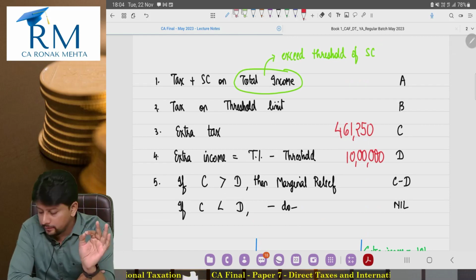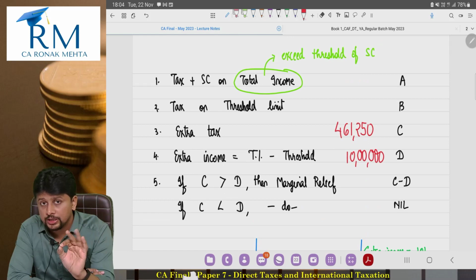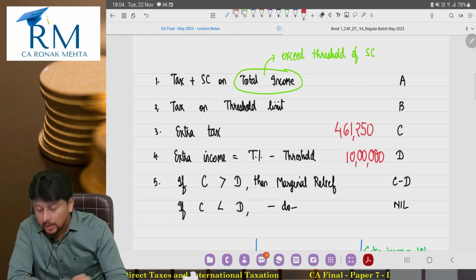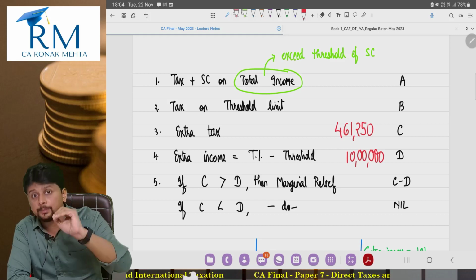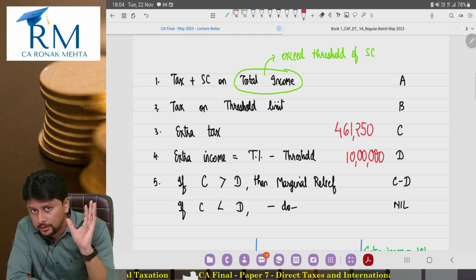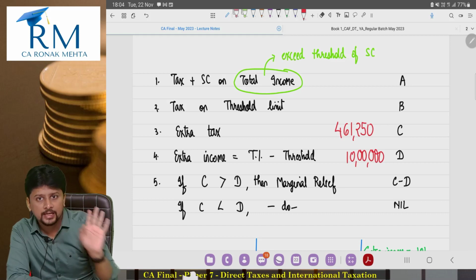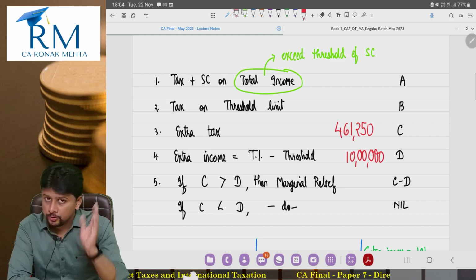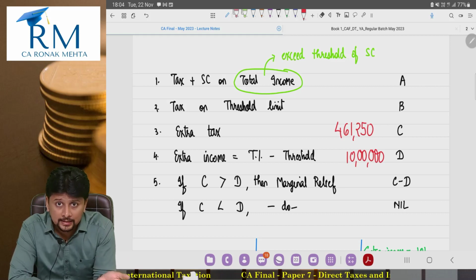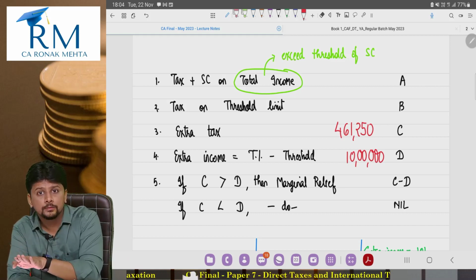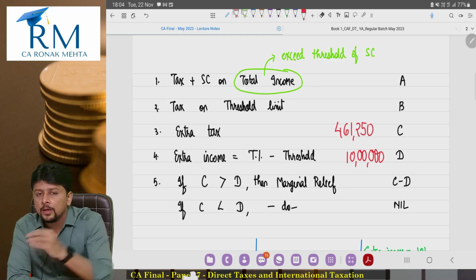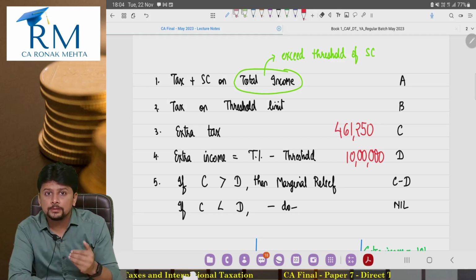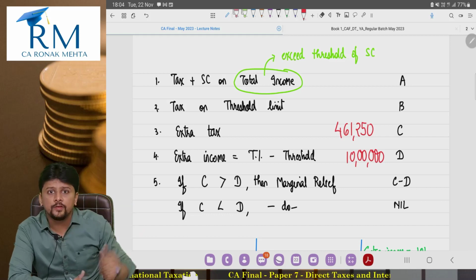Your A amount will be tax plus surcharge at 15%. That will be the A amount. Your B amount will be tax plus surcharge at 10%. A minus B will be the extra tax. 2 lakh rupees will be your extra income. So if C, the extra tax, is greater than 2 lakhs, you will get some marginal relief. But if C, the extra tax, is less than 2 lakhs, then there will be no marginal relief available.